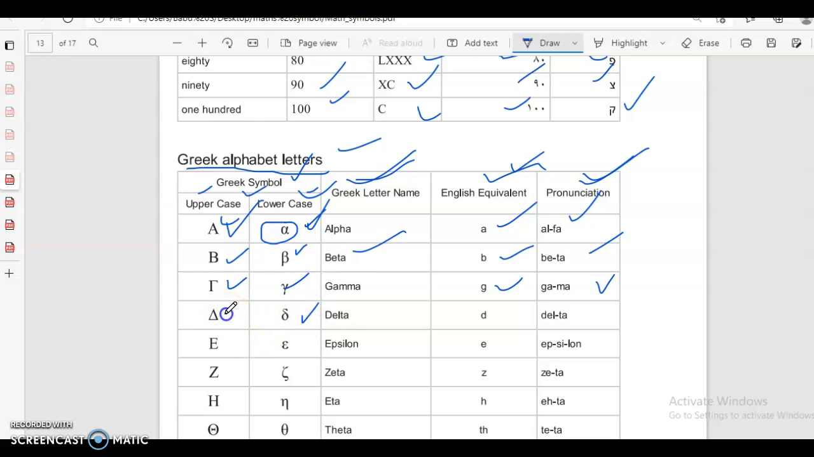This is delta uppercase. Sometimes we use an angle like that, an inverse angle here. Okay, delta. This is small, this is capital, uppercase. Small letter, small case, lower case, delta. D, delta.